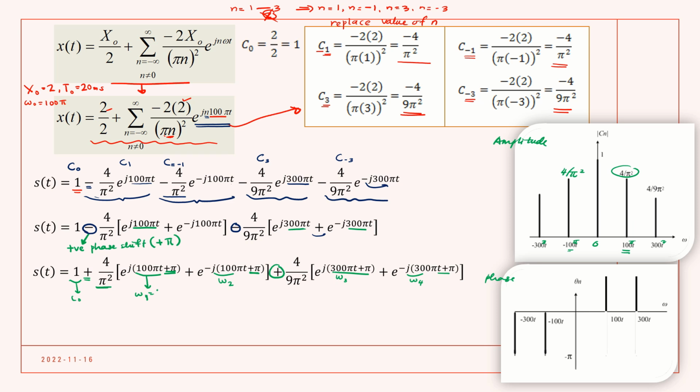And then the third component of omega is going to be 300 pi t. So what is the value of the amplitude? It's going to be 4 over 9 pi squared. The fourth component of omega is going to be minus 300 pi t. So the amplitude is going to be 4 over 9 pi squared as well. Alright, so this is how the amplitude spectrum is going to look.